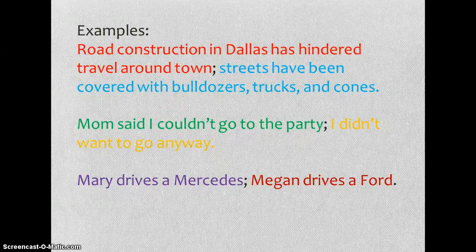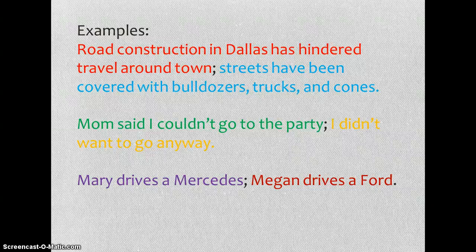Here are some examples. Road construction in Dallas has hindered travel around town, semicolon. Streets have been covered with bulldozers, trucks, and cones. So you see you have two independent clauses. Mom said I couldn't go to the party, semicolon. I didn't want to go anyway. Mary drives a Mercedes, semicolon. Megan drives a Ford. You can see in the last example that there's a relationship between the two sentences.